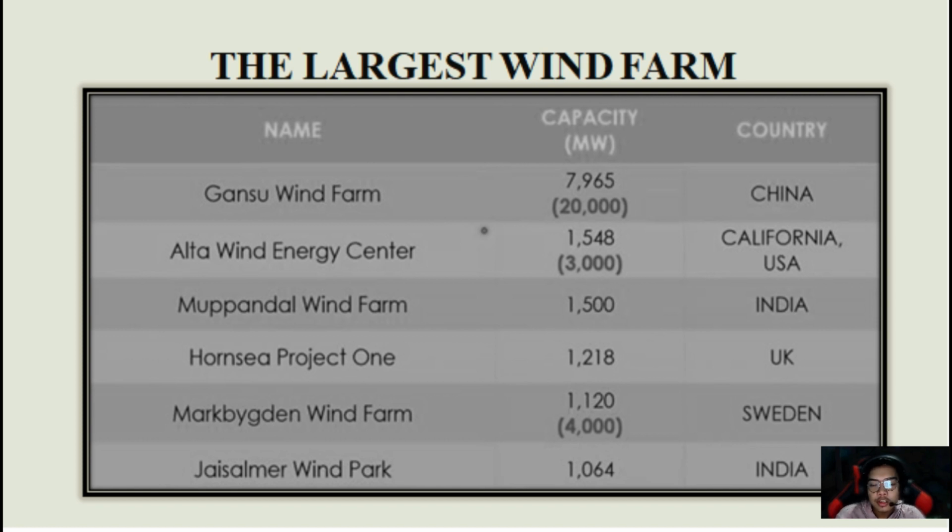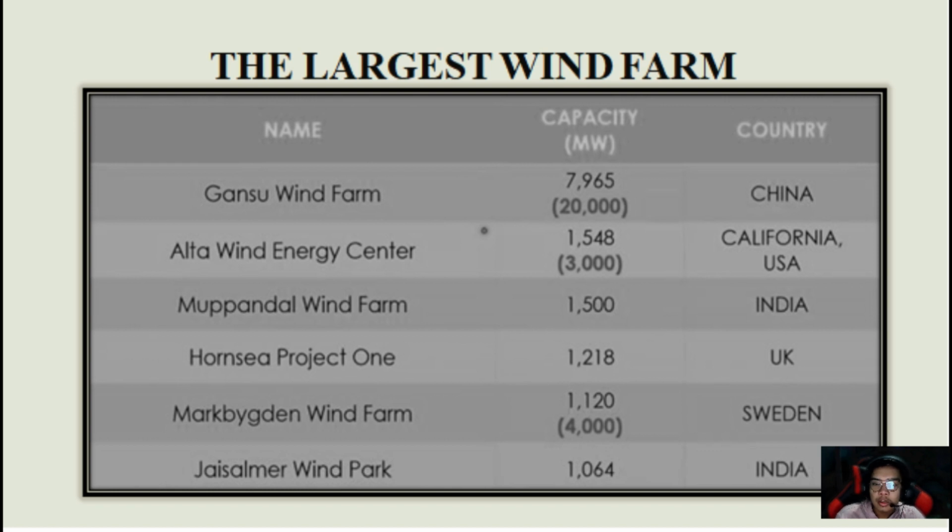Second, yung Alta Wind Energy Center which produces 1,548 megawatts pero ongoing din siya katulad ng Gansu Wind Farm. Ang goal niya is magkaroon ng capacity ng 3,000 megawatts. Ito naman ay nakapaloob sa California, USA. Third, Bhadla Solar Park. Ito naman yung wind farm na may 1,500 megawatts. Ito yung nakapaloob sa India.